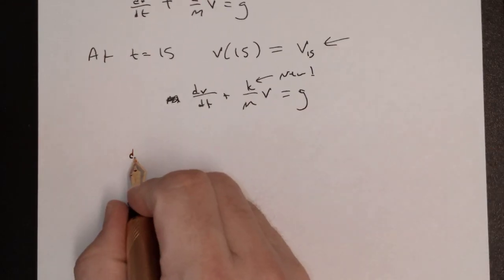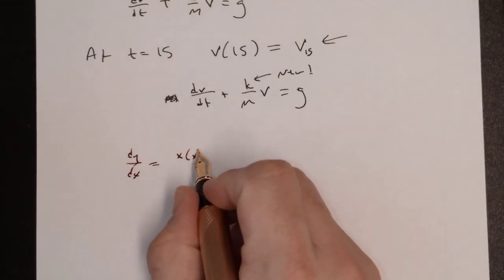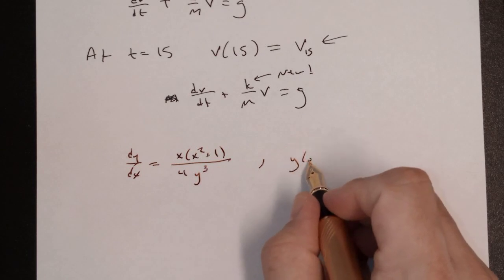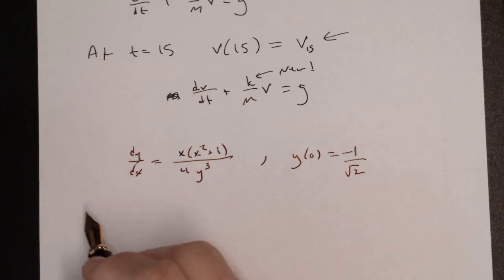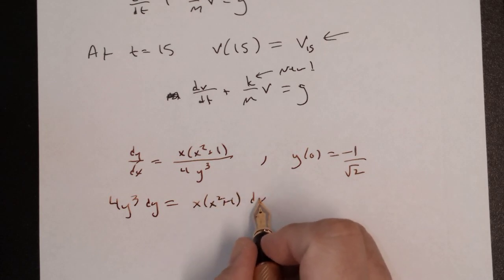dy/dx equals a fraction: x times (x squared plus 1) over 4y cubed, with y of 0 equals negative 1 over the square root of 2. Okay. Given the fact that the right-hand side is something in x times something in y, only in this case we're using division, this is separable. If I cross multiply, 4y cubed dy equals x times (x squared plus 1) dx.